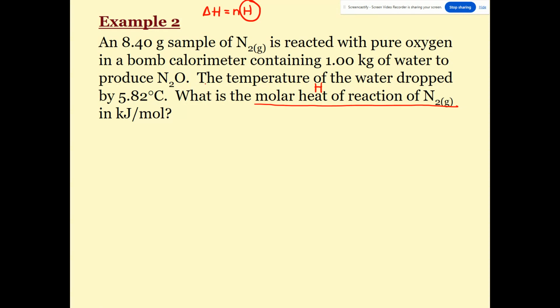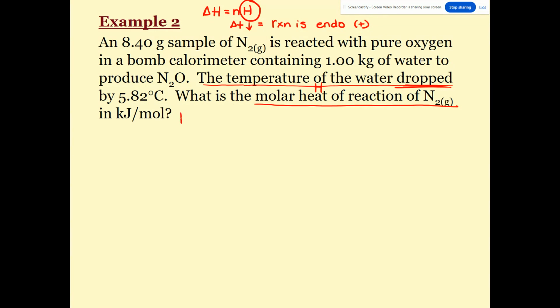It says that the temperature of the water is dropping. That means the water is losing energy. The reaction is gaining the energy. The reaction is endothermic, which means it needs to be positive. So if the temperature change of the water is going down, that means the reaction is endothermic.